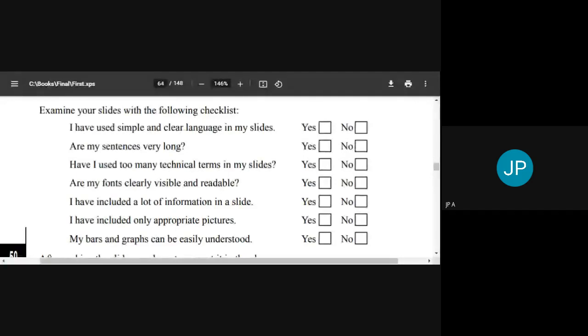So it should be brief. If possible, you should not even write full sentences. It should be written just as points.